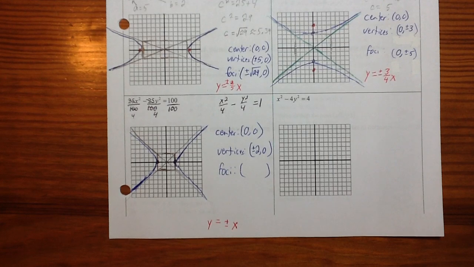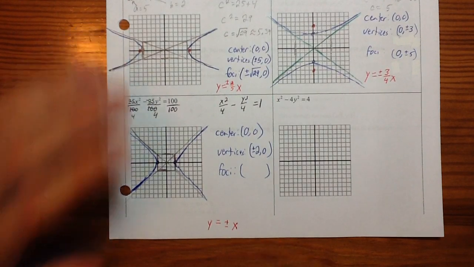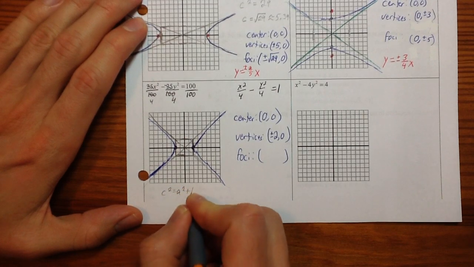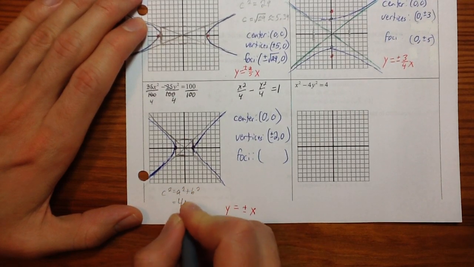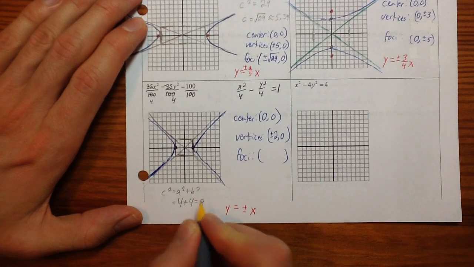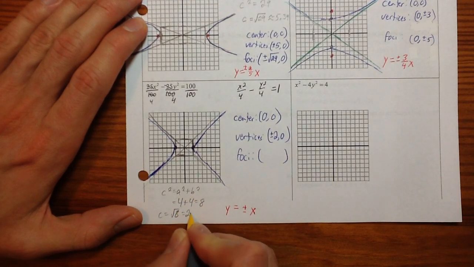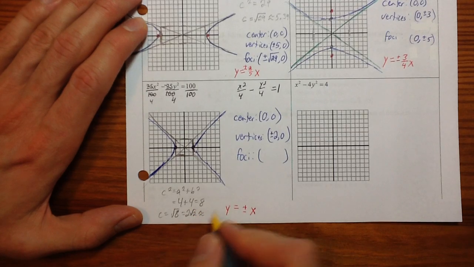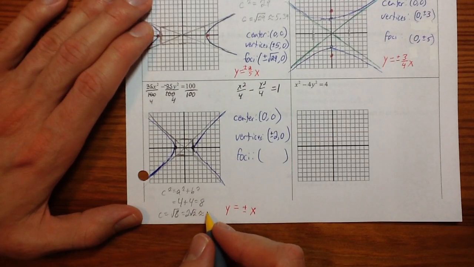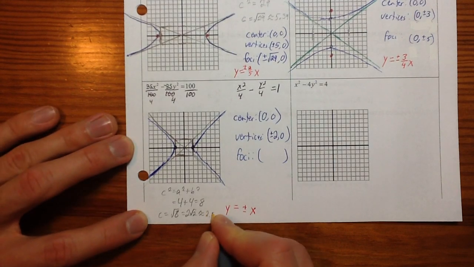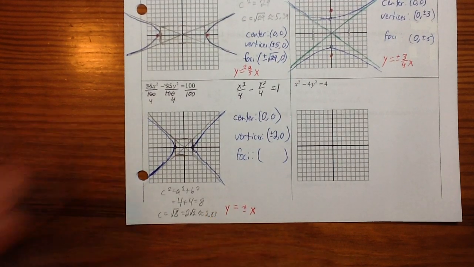Okay, I need to know where my foci are. I'm going to scribble with a pencil down here. C squared equals A squared plus B squared. That would be 4 plus 4. I know what that is. That is 8. So C is the square root of 8, which is 2 square root of 2, which is approximately 2.4, no, 2.8, I don't know. I'm trying to guess. Good grief. How about I just type it in the calculator? Yeah. 2.83 is close enough.